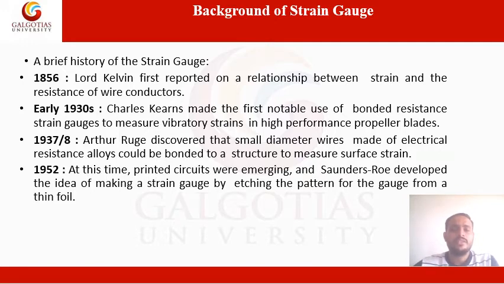Charles Gans made the first notable use of the bonded strain gauge to measure the vibratory strain in a high-performance propeller blade. In 1937, Arthur Ruge discovered that small diameter wires made of electrical resistance alloy could be bonded to a structure to measure the surface strain. In 1952, when printed circuit boards were emerging, Saunders-Roe developed the idea of making a strain gauge by etching the pattern for the gauge from a thin foil. So this is some brief background on the history of the strain gauge.